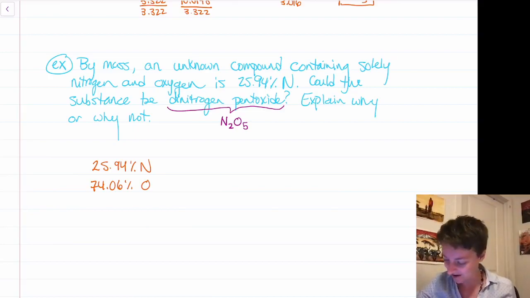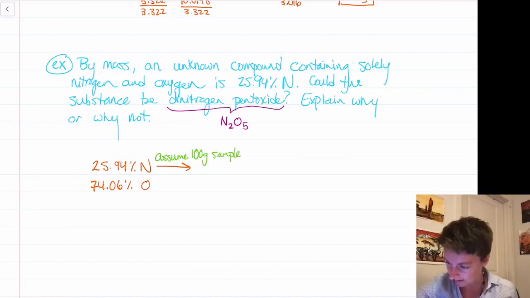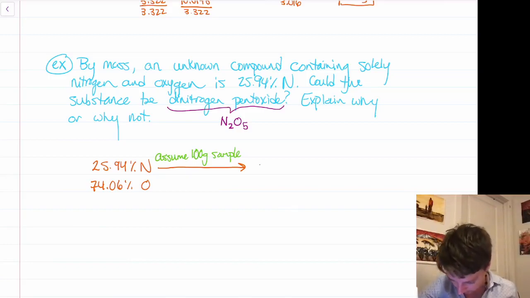So if I have a 100-gram sample, and again, I'm assuming this for convenience because the math is going to work out regardless of how much I want to think about my sample weighing. And 100 grams is going to make the math way easier. If I have a 100-gram sample, well, that means that 25.94 grams of it would be nitrogen, and similarly, 74.06 grams of it would be oxygen.